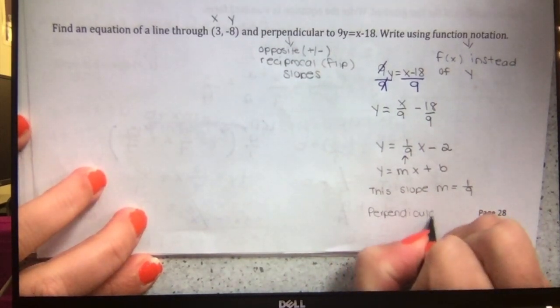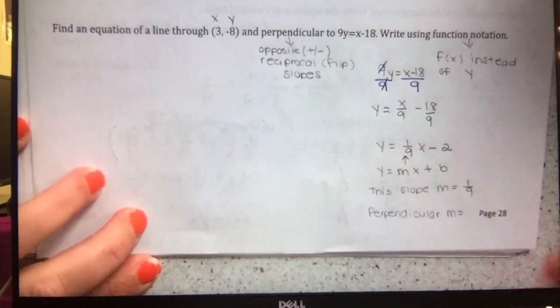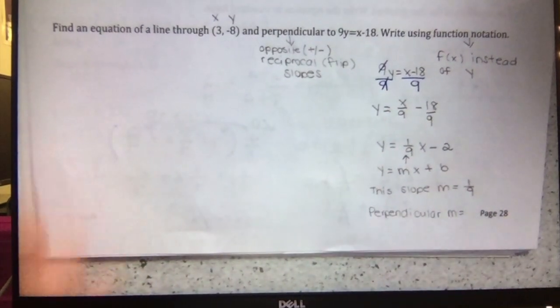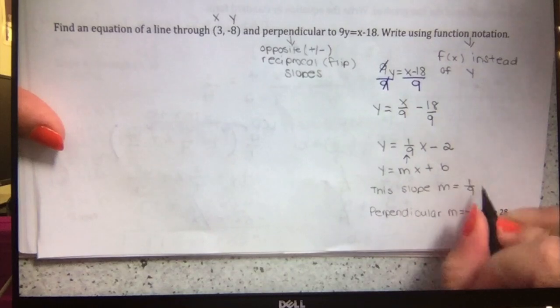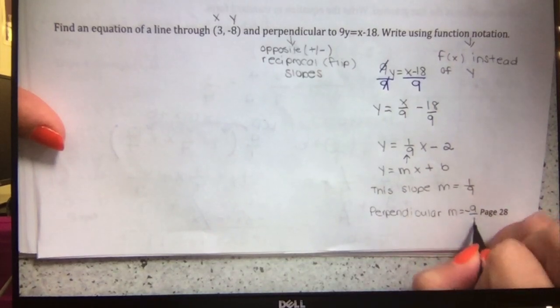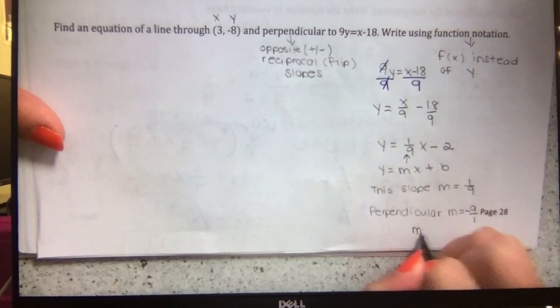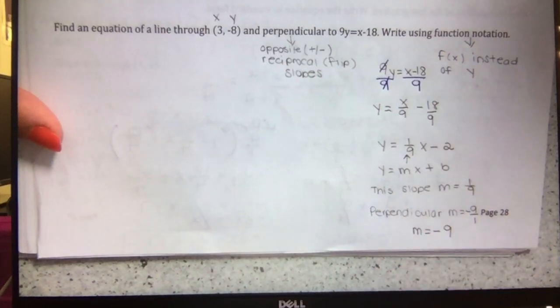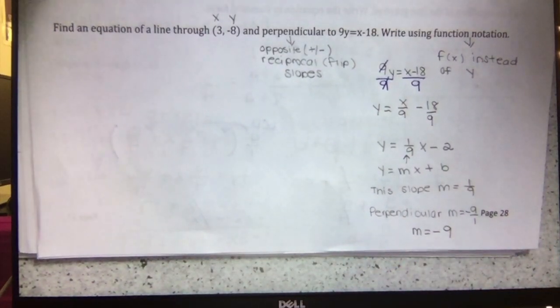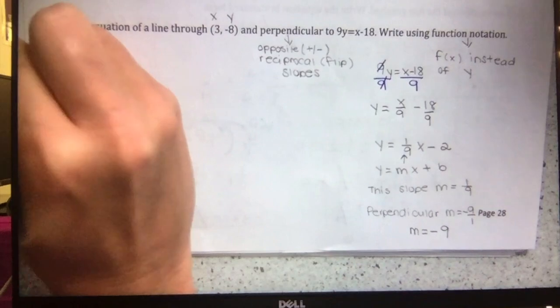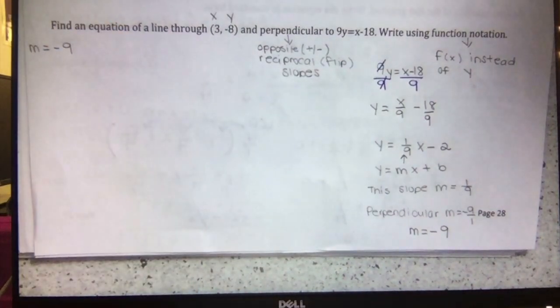Perpendicular slope. This one's positive. Our perpendicular one's going to be negative. And we're going to flip it. Instead of 1 over 9, it's going to be 9 over 1. So our new slope that we're going to use is going to be negative 9.